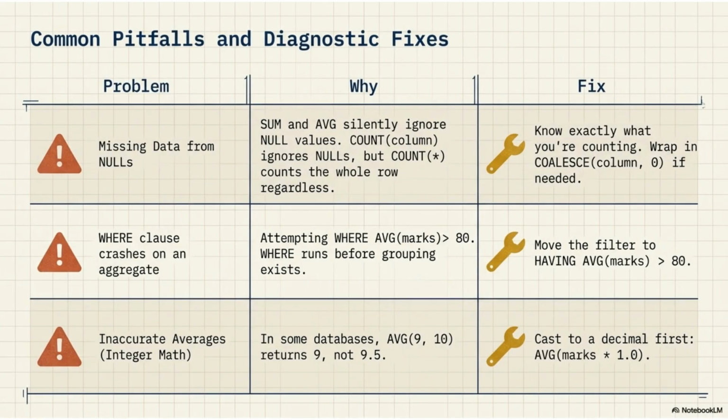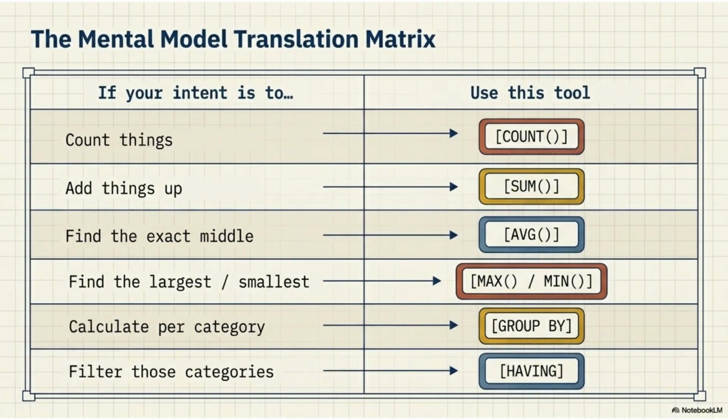Common pitfalls include missing data due to null values, using where instead of having, or inaccurate averages due to integer math. Being aware of these helps you diagnose and fix query issues quickly. Use this translation matrix as a quick reference. If you need to count, sum, find averages, or filter by categories, you now have the right tools in your SQL toolkit.